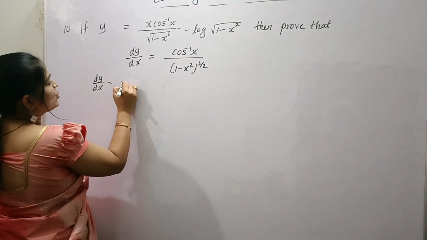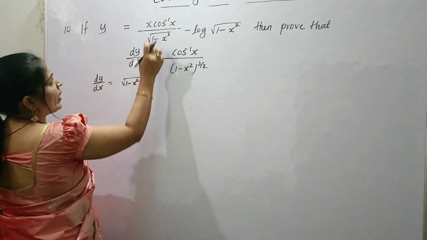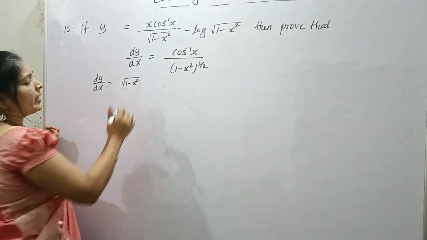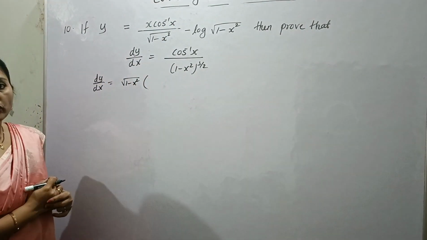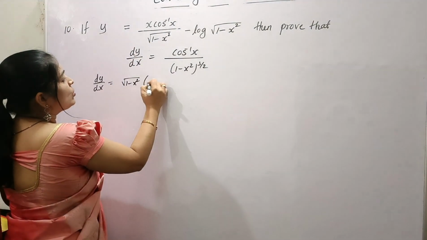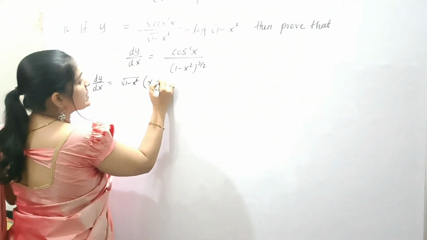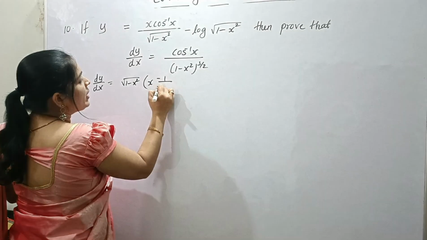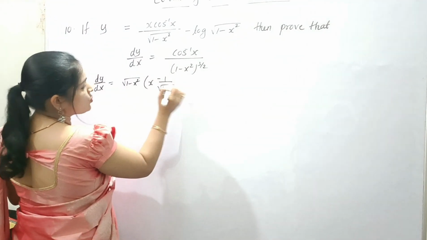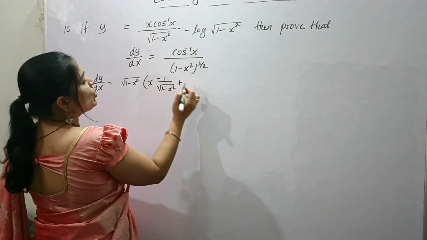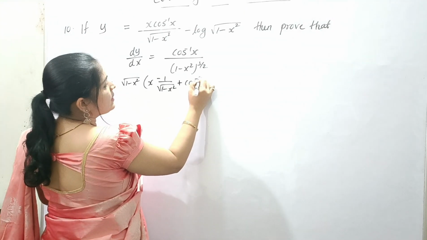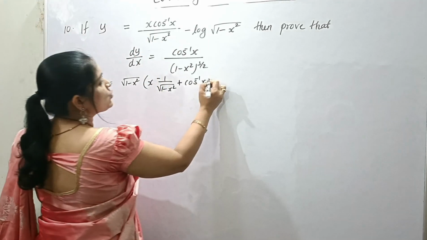That is denominator into root of 1 minus x square into derivative of numerator. Here we will apply product rule because it is the product of two functions. So x into derivative of cos inverse x is nothing but minus 1 by root of 1 minus x square plus cos inverse x into derivative of x. Cos inverse x into derivative of x is 1.